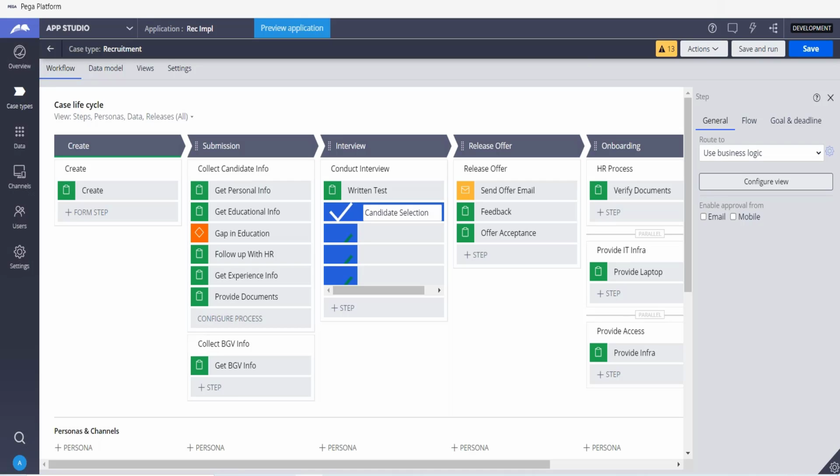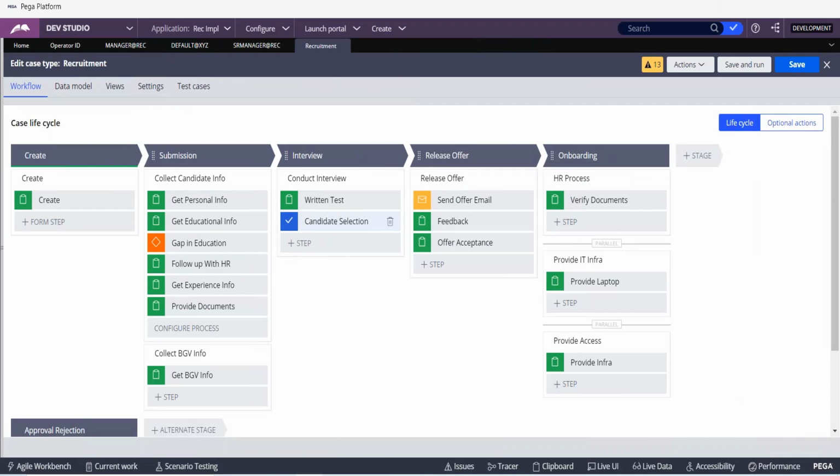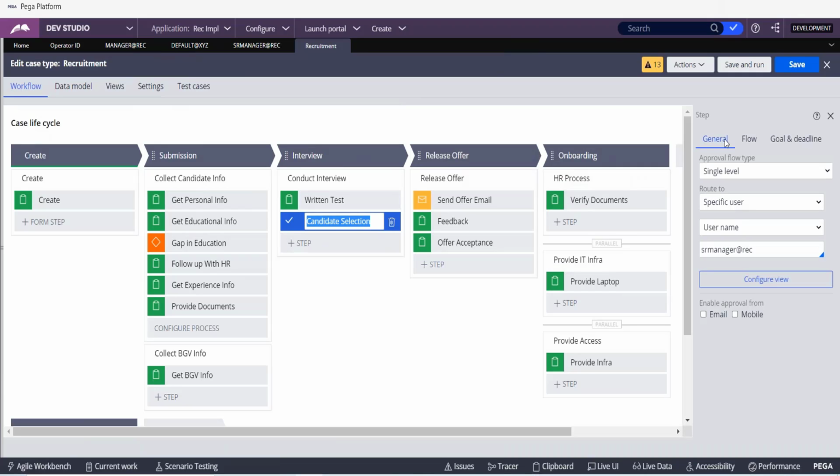When you look at the cascading approvals, you need to go to the Dev Studio and open your case type here. So yes, you see, right? I'm on the Dev Studio now, and I've just opened the recruitment transaction. On the candidate selection, there is an approval flow type, which says single or cascading. By default, all your approvals are single level. So one user approves it, and the case would proceed further. Sometimes you might need cascading approvals.